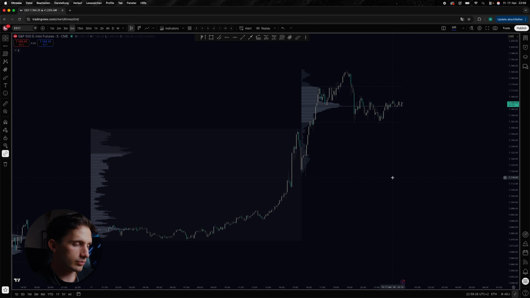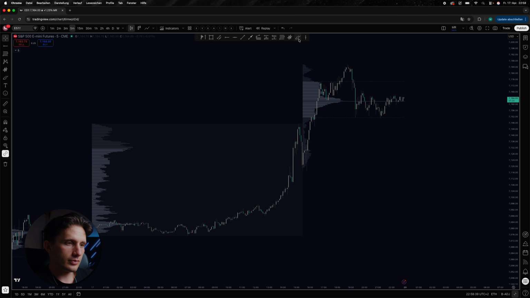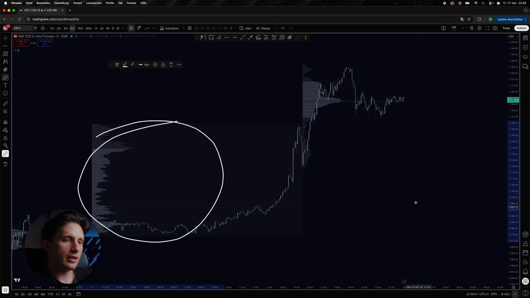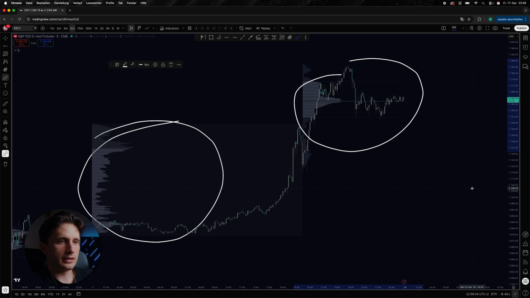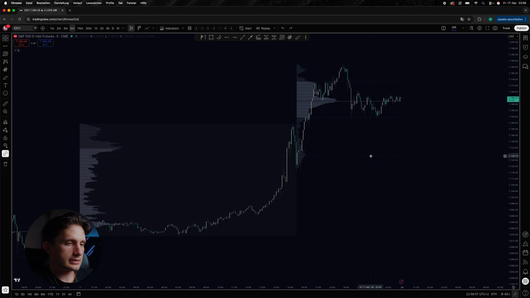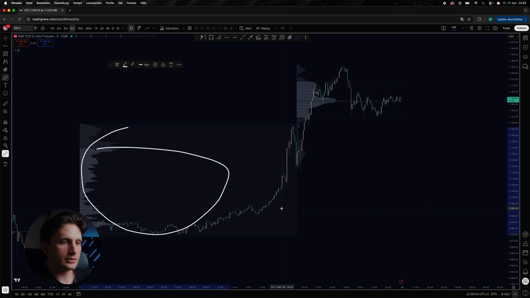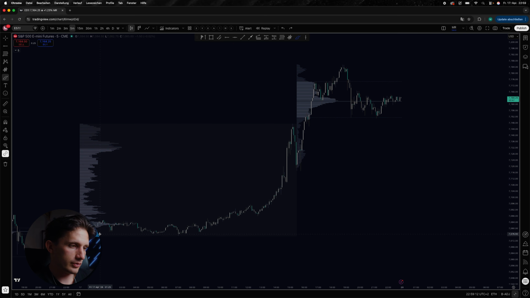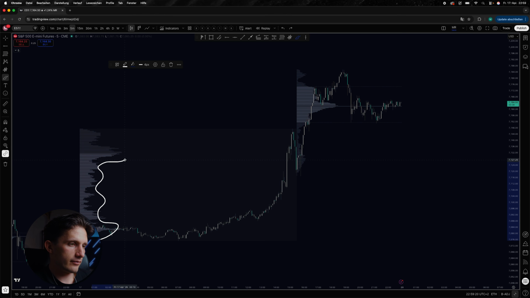I've already made a video about the split volume profile, so you can find the settings in my other videos. But right here we have a pre-market volume profile and a regular trading hours profile. As I said, it's the same principles. We are looking for shapes on the pre-market hours that decide whether we are looking for sells or longs.